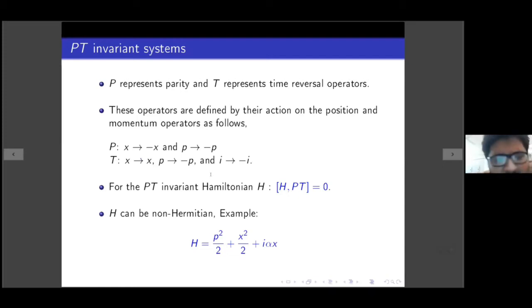In general, when we talk about a PT invariant system, what we mean is that you have some Hamiltonian H, and if that Hamiltonian commutes with this PT operator, then we say that this Hamiltonian is PT invariant. You can also have a situation where this Hamiltonian is non-Hermitian. One famous example, which Carl also pointed out in his talk, is the harmonic oscillator with an i alpha x term.